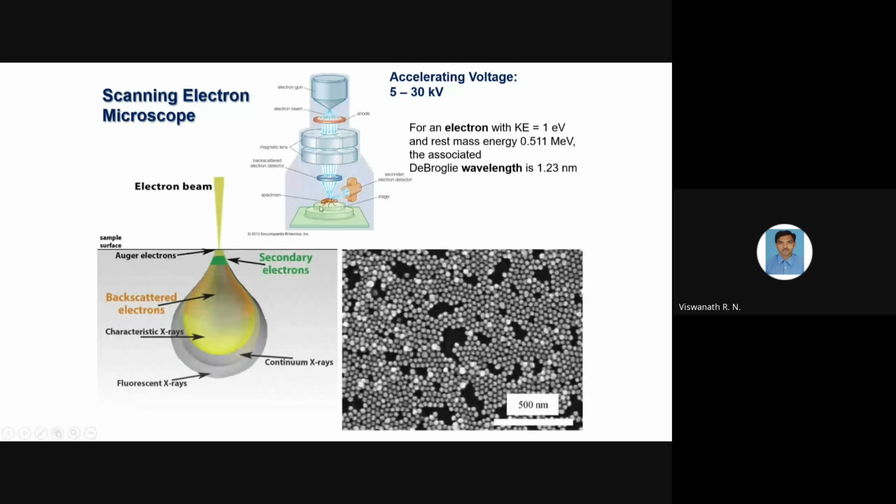So if I want to put insects, biological things, then I have to reduce the accelerating voltage. If I use too much, then because of the high energy, it will burn. So they are putting some coating also to image the insects.